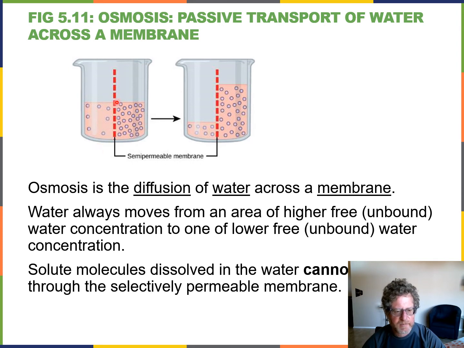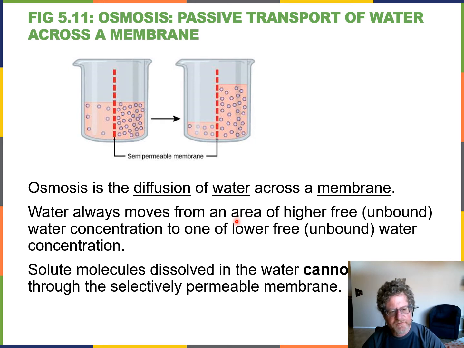So if this is a semi-permeable membrane, here you have fewer particles dissolved in the aqueous solution. Here you have more. So the water is going to move to the right. It's going to move until the particles are at equilibrium. Okay, so why do they say it's a specialized case of diffusion?